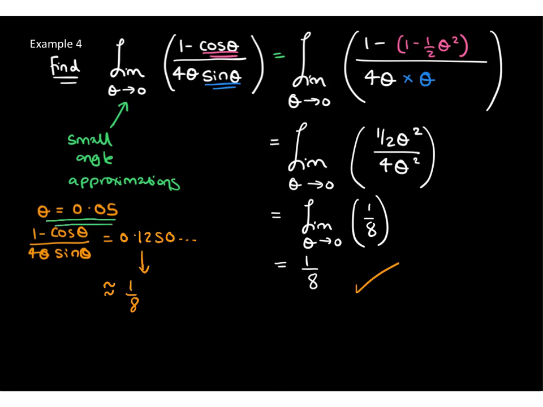Now, just as an interesting aside, imagine what would happen if I substituted in theta equals 10. That's not a small value of theta at all. So I would then replace theta with 10. What would I get when I do this? Well, I get an answer of minus 0.0845, which is absolutely nowhere near 1/8. So you can see that when theta is large, the approximation doesn't work.